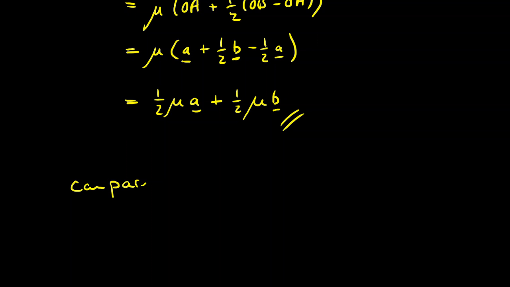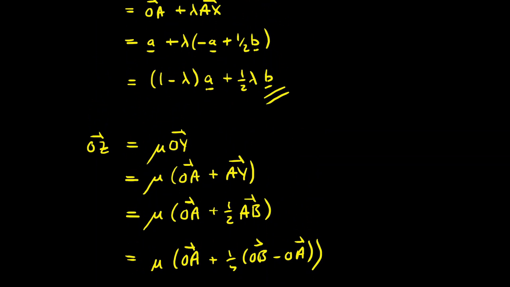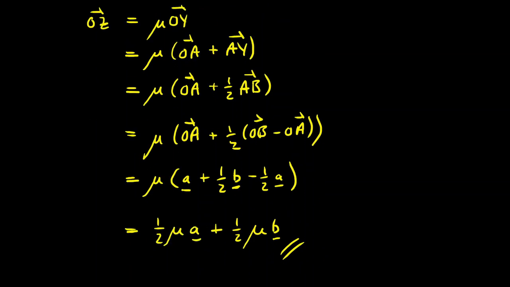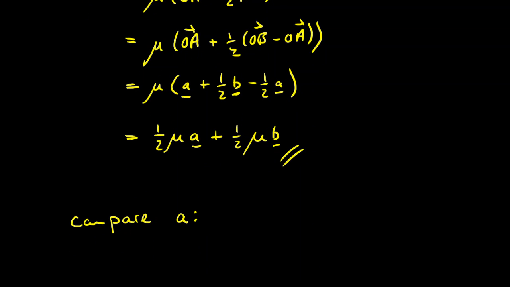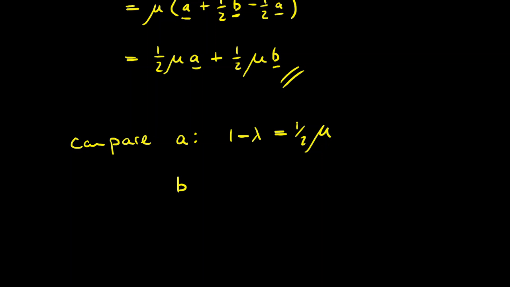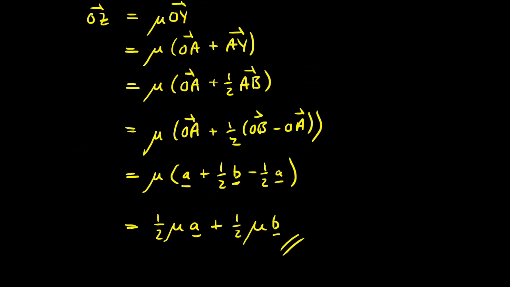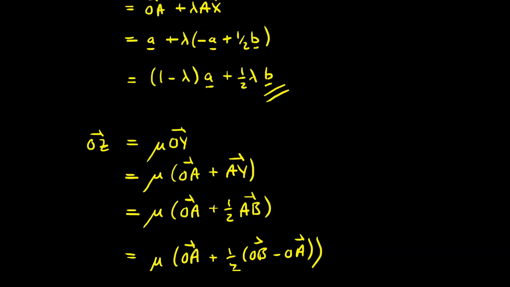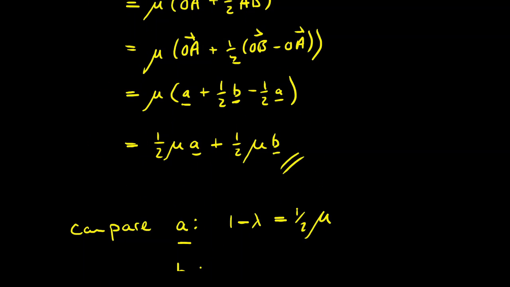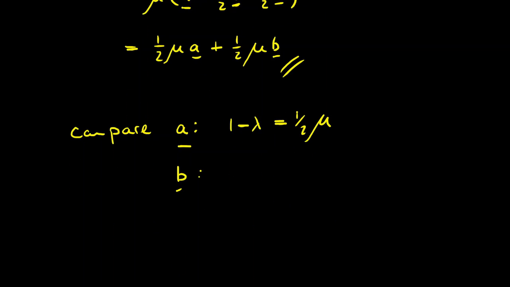I can compare the A's and I can compare the B's. If I compare the A's, I know that 1 minus lambda must be the same as a half mu. So I can write that: 1 minus lambda is equal to a half mu. And if I compare the B's, then a half lambda must be the same as a half mu. I can write a half lambda is equal to a half mu. And if that's the case, then lambda is the same as mu.